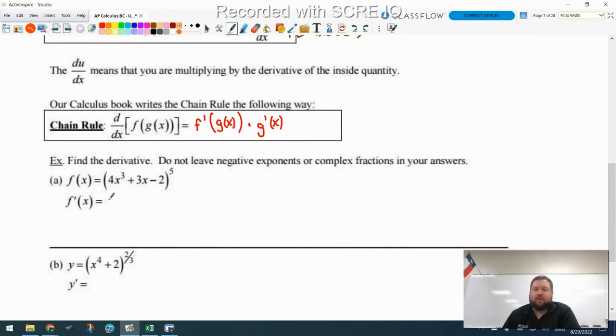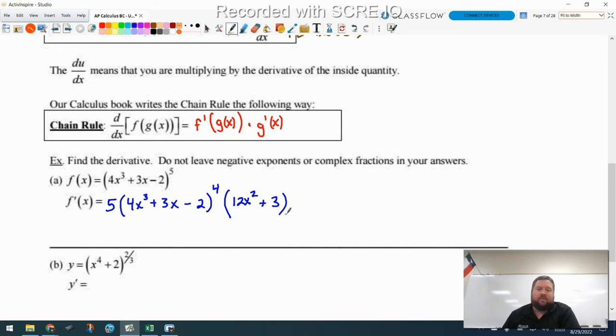All right, so outside function is the fifth power. So that's the one we do first. So we're applying the power rule, 5 in front, keep the inside the same, and then subtract 1 from the exponent, 4. Then we multiply by the derivative of the inside function. So we just take the derivative, multiply by 3, that's 12, x squared, and then plus 3. And that's really all you can do.